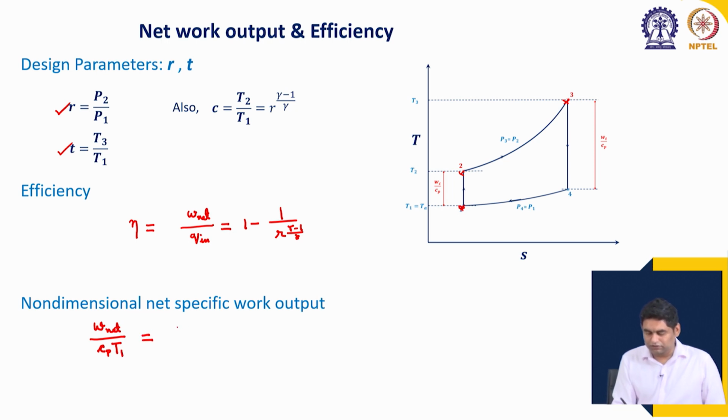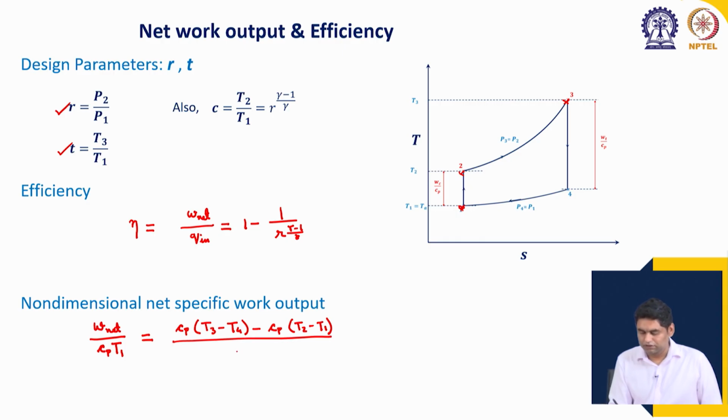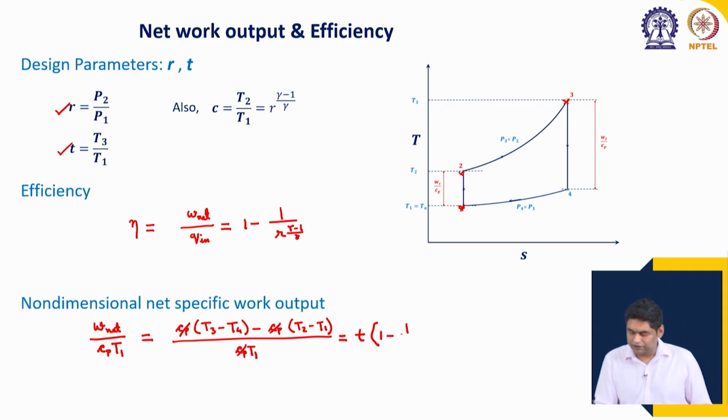So, this was equal to Cp (T3 minus T4), the turbine work output, minus Cp (T2 minus T1), the compressor work input, divided by Cp T1. By cancelling the Cp values, we got an expression of this form: T (1 minus 1 by C), where C and T are as defined above, minus (C minus 1). This we had defined in the previous class.